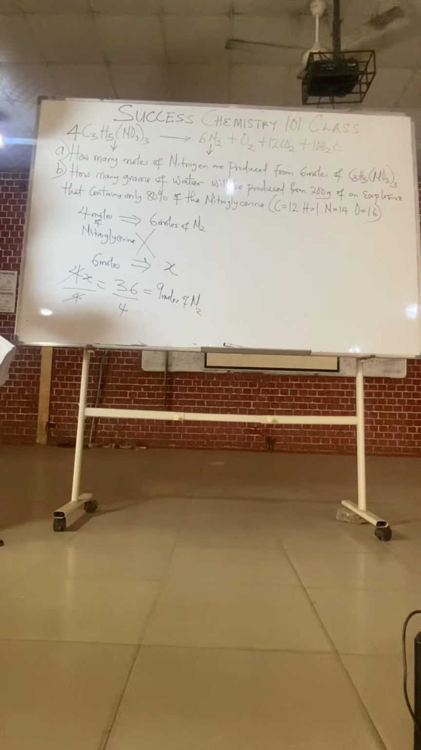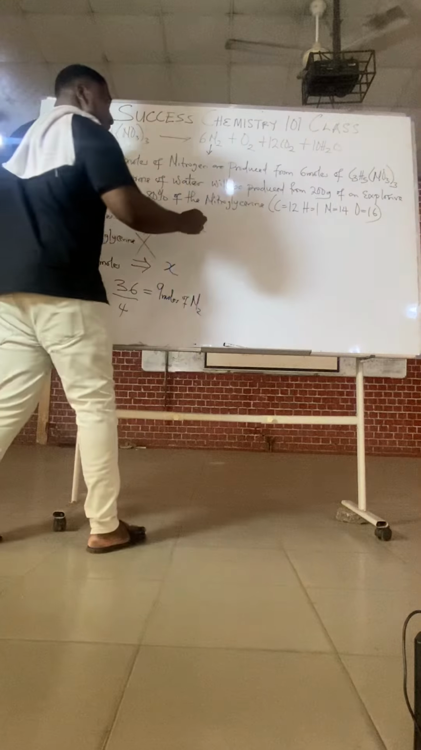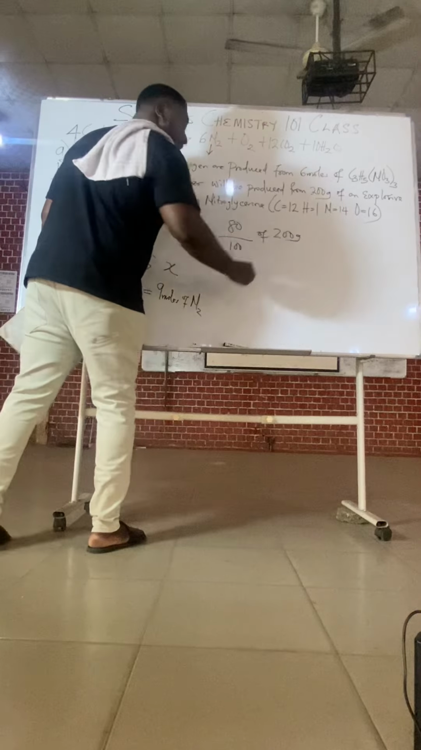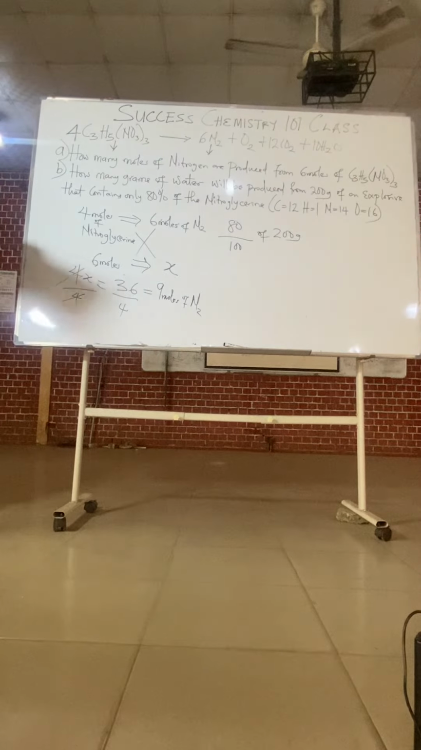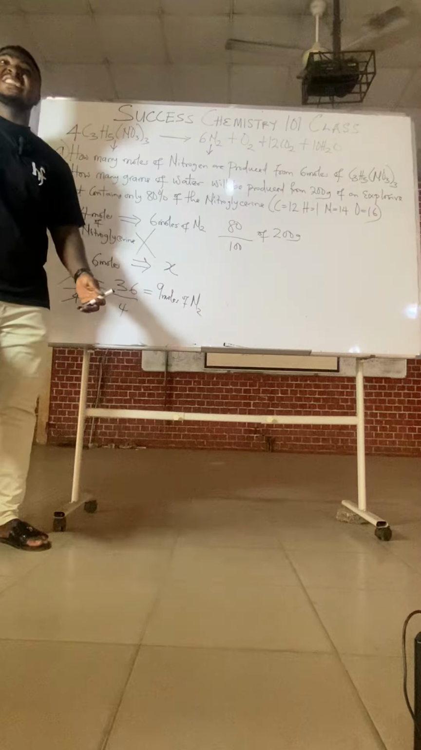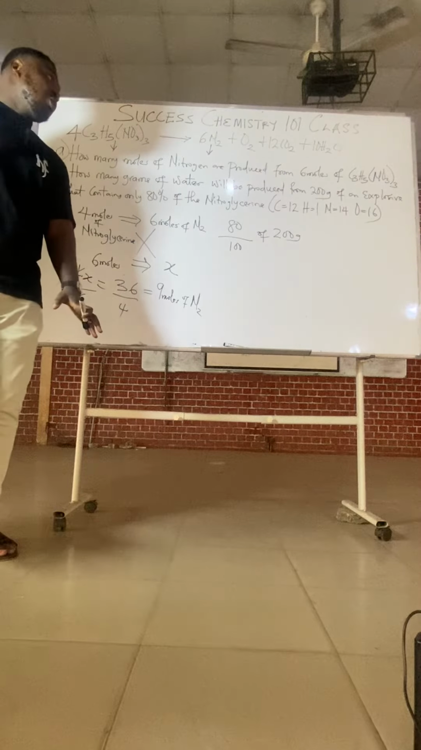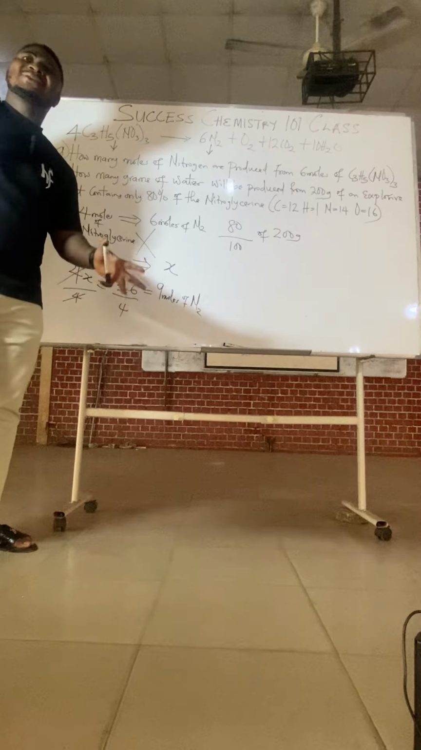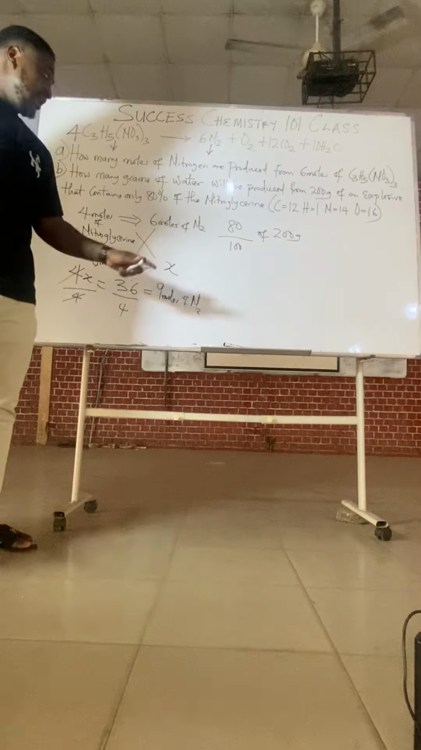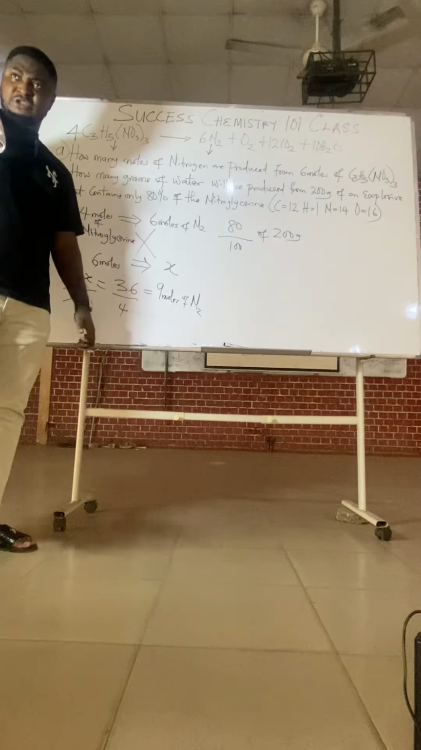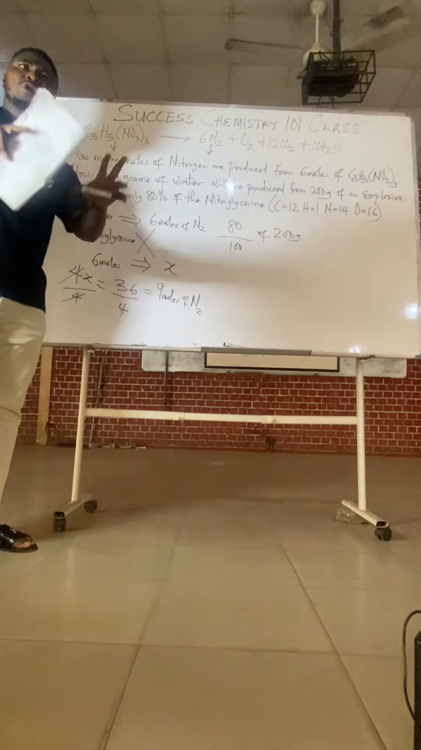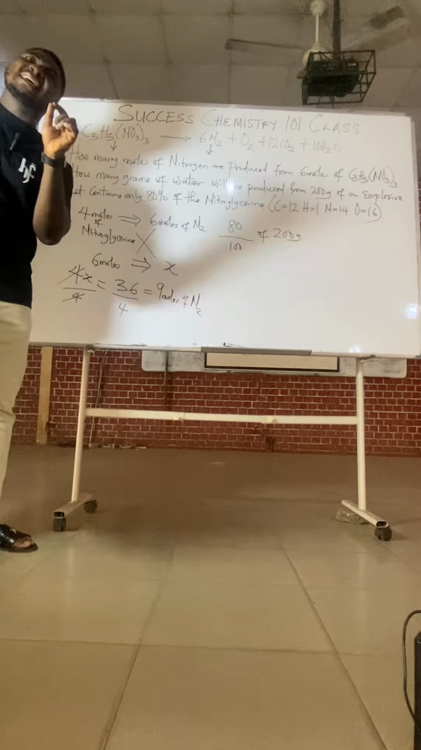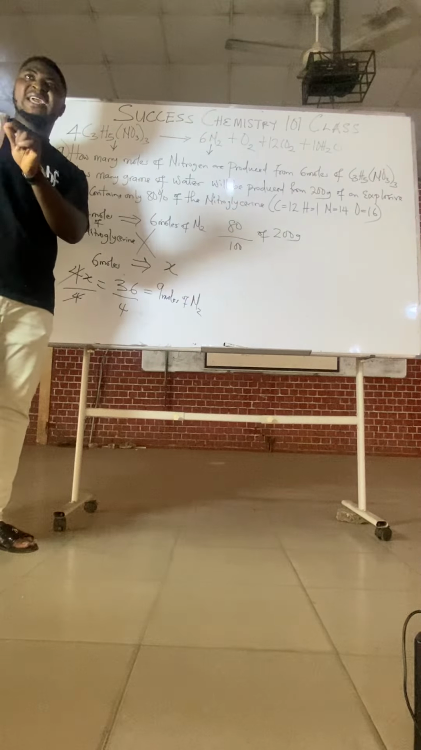So the mass of nitroglycerine in the compound will be 80% of 200. Do you agree? Let me explain myself again. The mass of the explosive is 200 grams. Out of that 200 grams, 80% of it is nitroglycerine. So how do we get the mass of nitroglycerine out of the 200? It's 80% of 200. Do you agree? If an explosive is 200 grams, but in that explosive, only 80% is nitroglycerine.